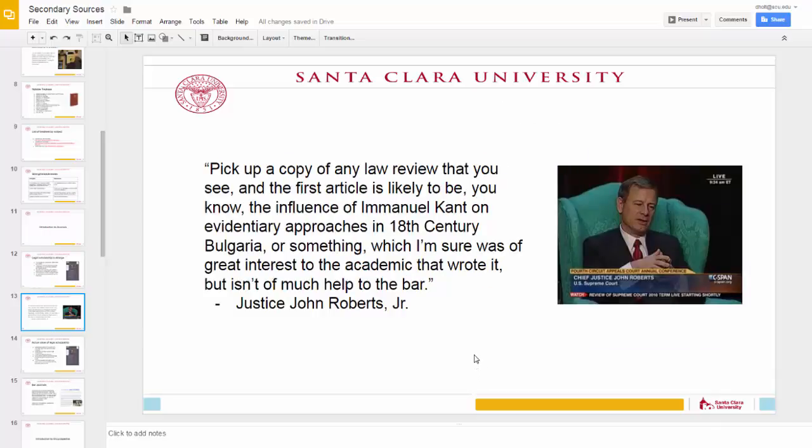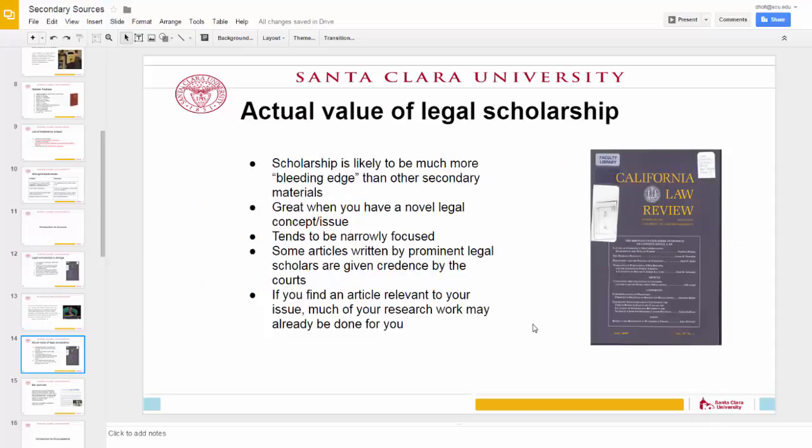This is the famous quote from Justice Roberts that's received a lot of criticism, of course, within the legal education market, but there is some truth, I believe, to this: it may be of great interest to the academic that wrote it, but isn't of much help to the bar. So, the actual value of legal scholarship.